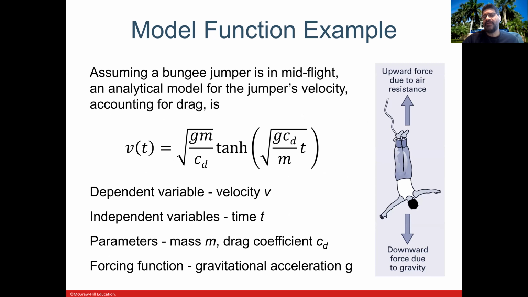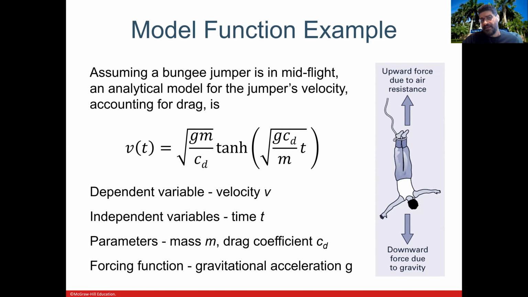Now, in the next slide, I'll show you the differential equation for this and how we came about the solution of this equation. This is an exact solution for this problem. So v of t, which is the velocity of this jumper, is equal to the square root of g m over c d, times the hyperbolic tangent of the square root of g c d over m times t. If you look at this equation, you have a gravitational acceleration in it. There is a mass, there is also a drag coefficient, and there is also the time.